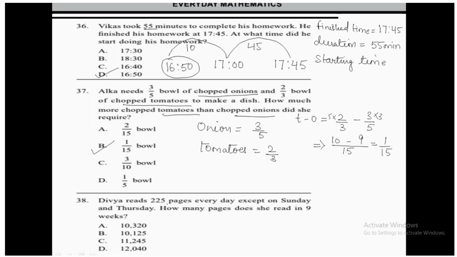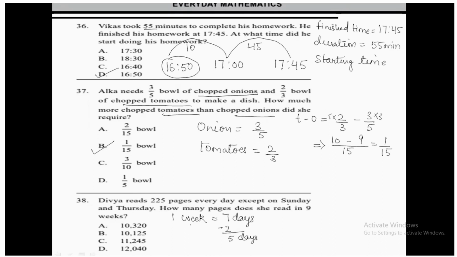Divya reads 225 pages every day except on Sunday and Thursday. Now how many pages does she read in 9 weeks? Let's see. In a week, there are 7 days, as we all know. Out of 7 days, she doesn't read on Sunday and Thursday. So we have to remove 2 days from 7 days. So we are getting 5 days only.